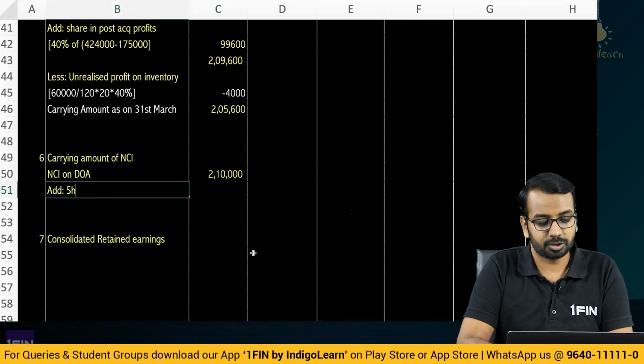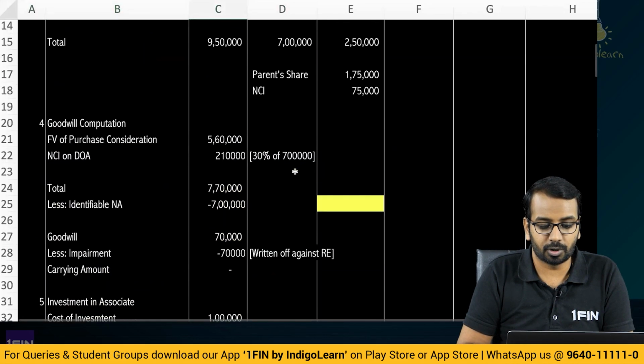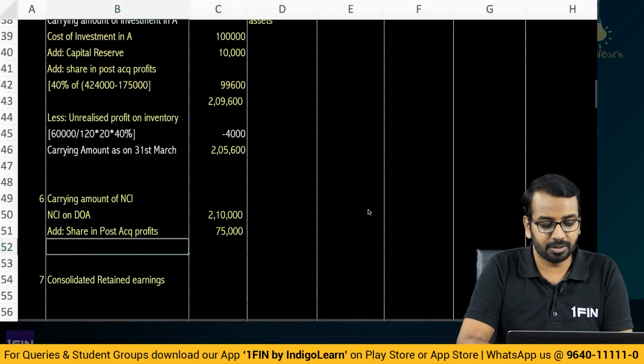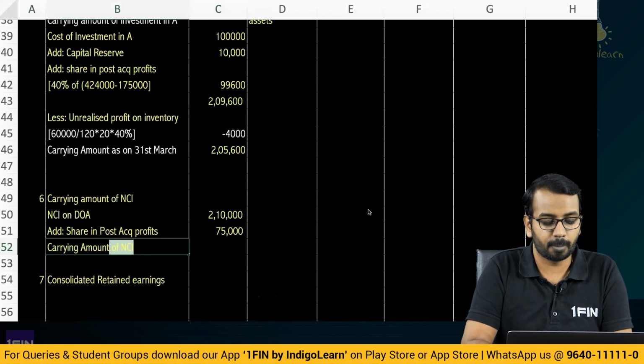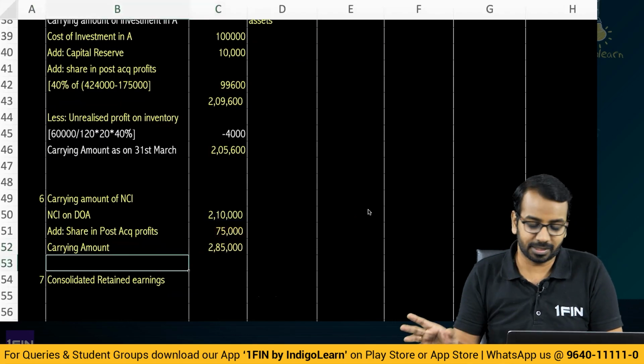Add share in post acquisition profits. Share in post acquisition profit we have already calculated here, 75,000. We are not considering dividend, so carrying amount will be 2,10,000 plus 75,000, 2,85,000.